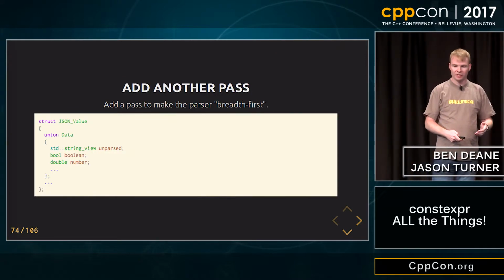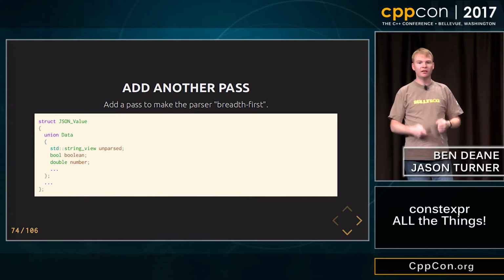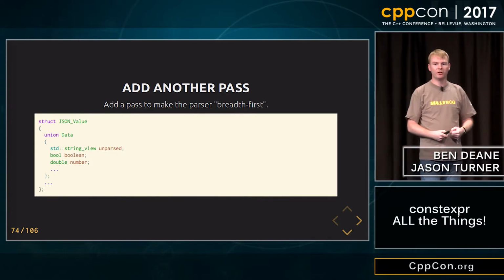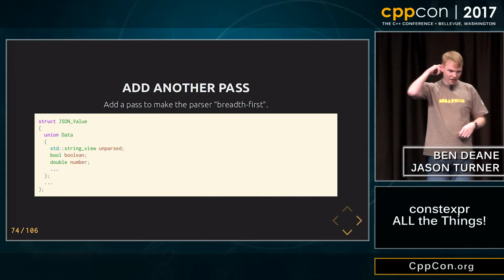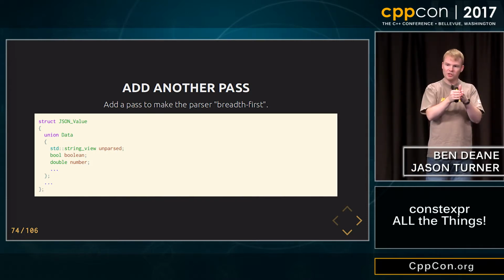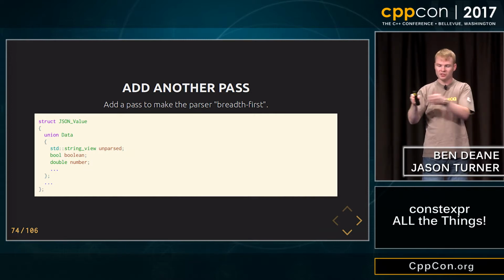Because they could be arbitrarily nested. So again, the answer is we've got a parser framework, let's use it. And we can add another pass to make a parser effectively breadth first. The way that works is that when you're doing the initial pass over an array, what you're going to store is just the unparsed string view representing that array.